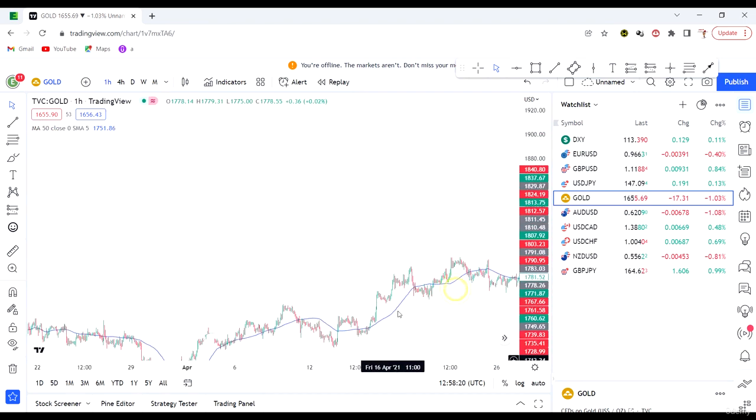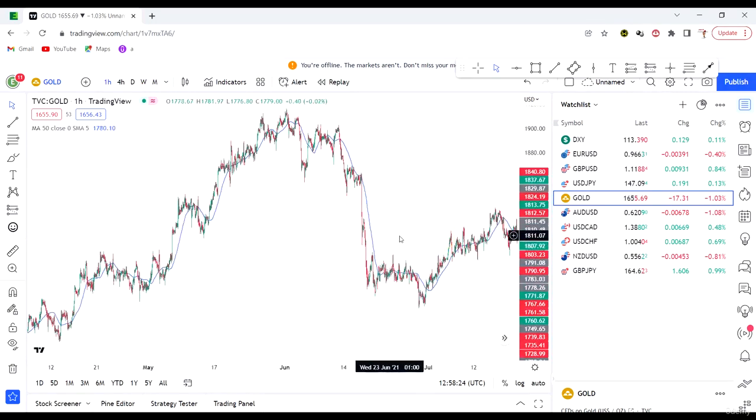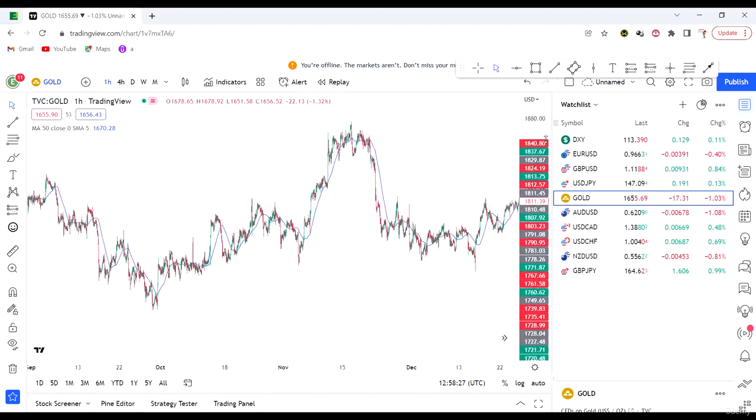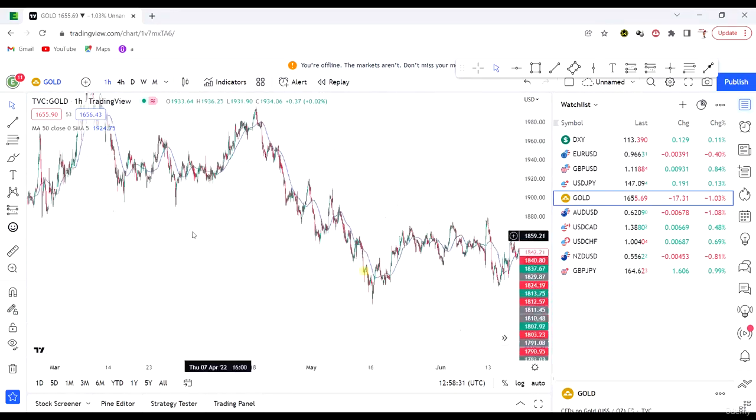Okay, in this lecture we're going to be learning about the second strategy I use to trade the market, which is a market structure strategy. Okay, so I basically follow the trend.